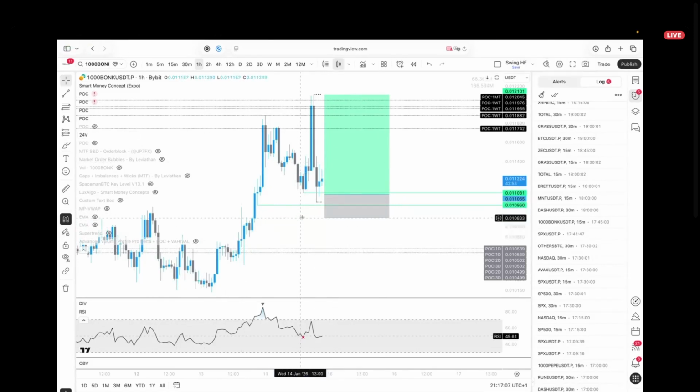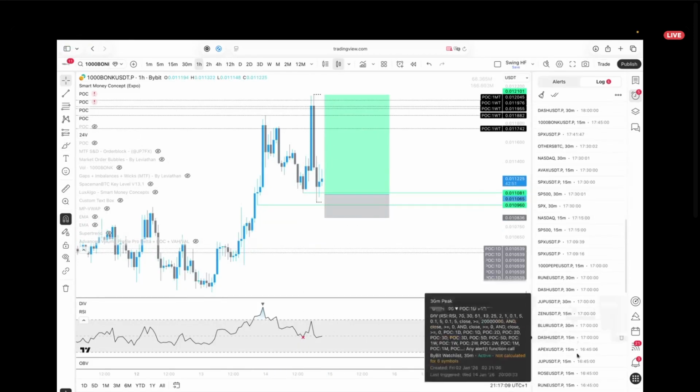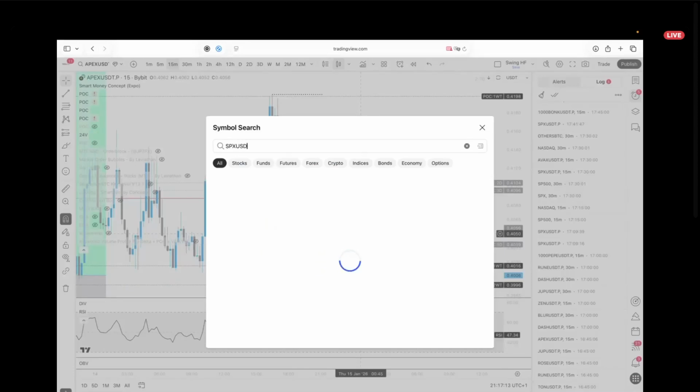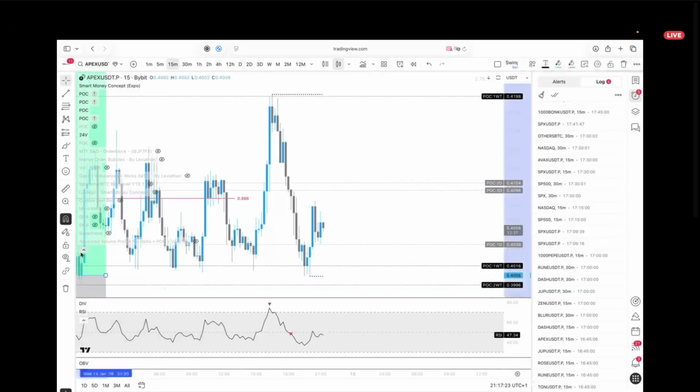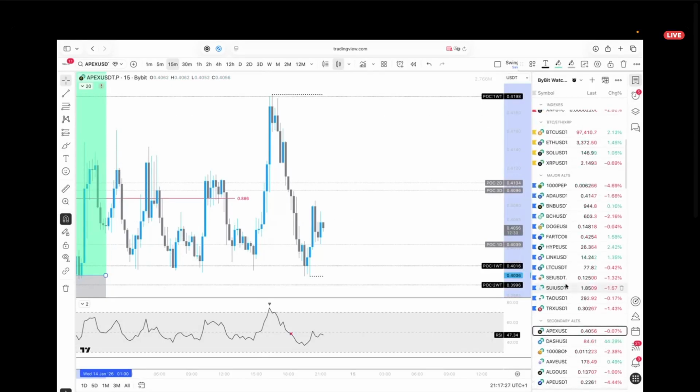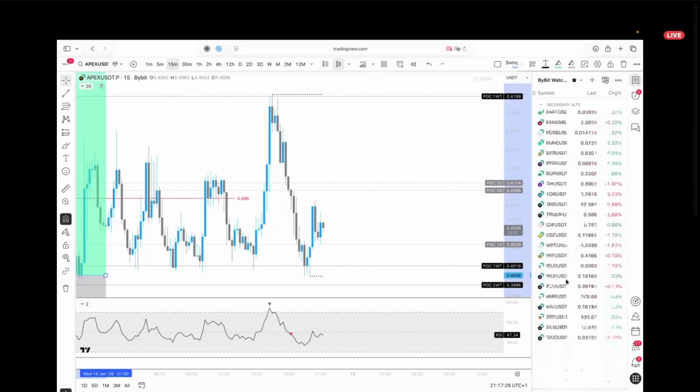Let's see what else do we have here. Apex. Oh yeah, let's take a look at SPX, guys. That played out perfectly. TradingView doesn't want to work. SPX. Where is it?